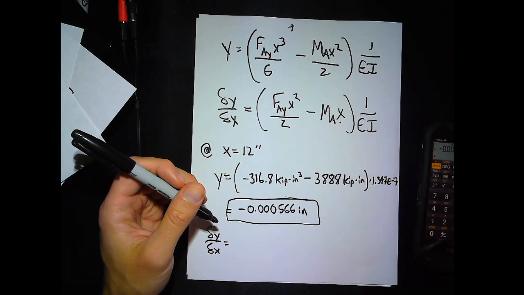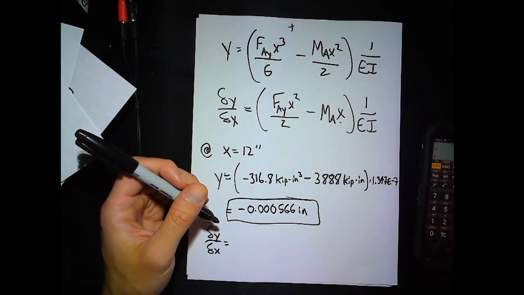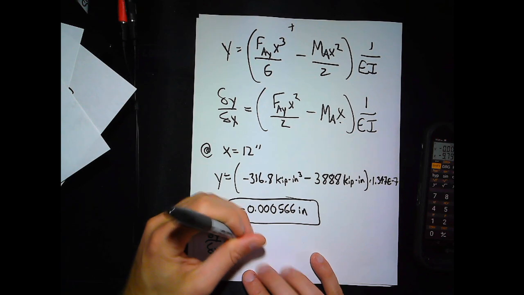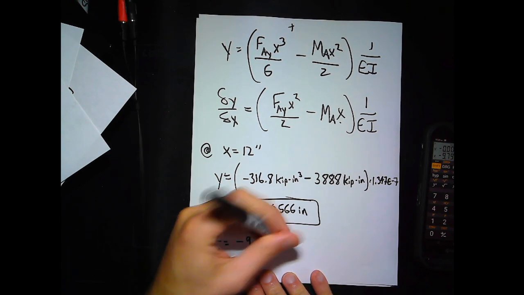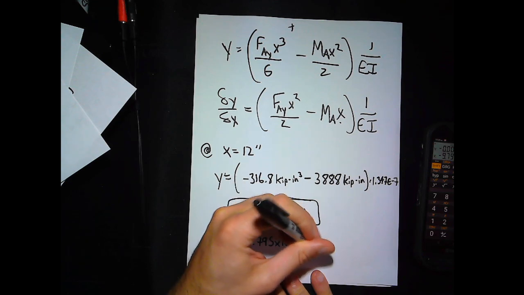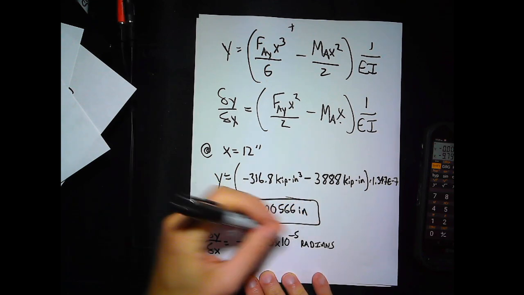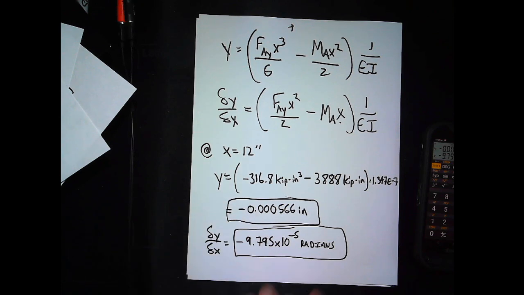And the slope is approximately, by the same token, 1.1 kips over 2, times 144, then we have 54 kip inches times 12. Subtract those, and it is negative 9.795 times 10 to the negative 5th radians. There we go. And that's it. That's problem 1. I'll be right back with problem 2.